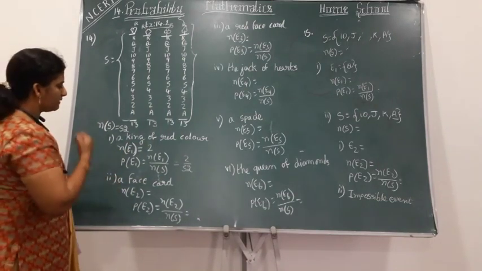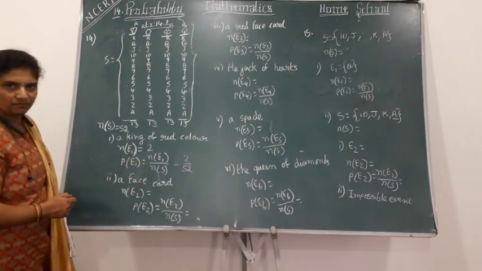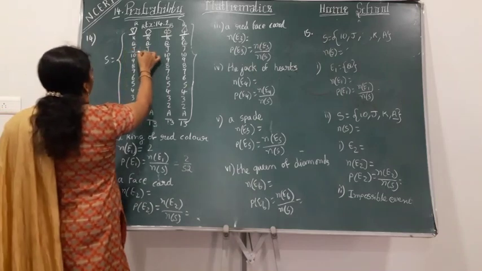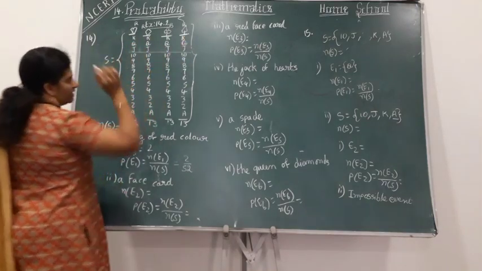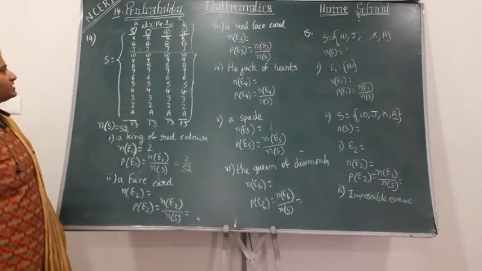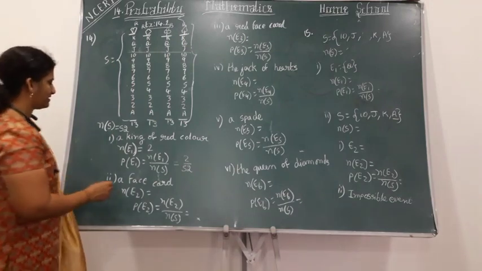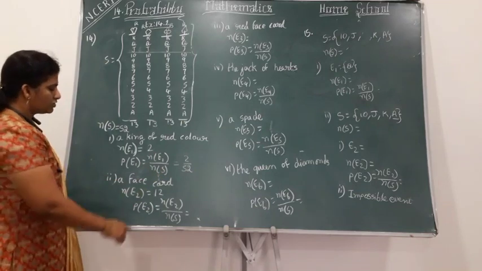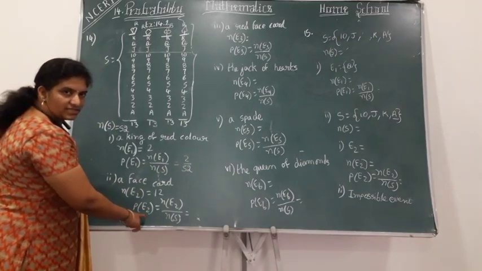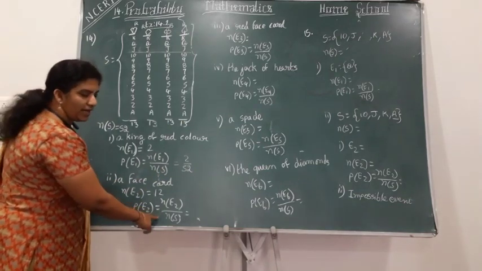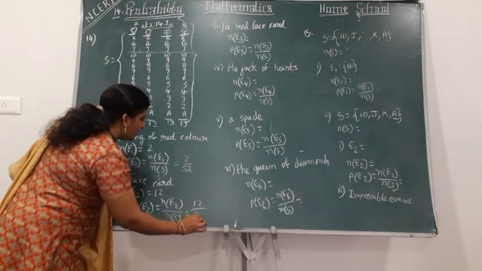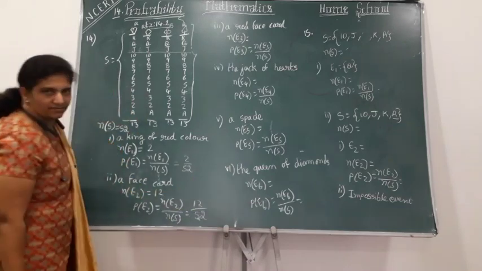Coming to your second sub question. A face card. How many face cards are there in this? Let's see once again. I think these are all face cards. Total how many face cards you have here? 12 face cards. So N of E2 is equal to 12. So probability of this event, P of E2, is equal to N of E2 by N of S. That is 12 by 52 is your answer.